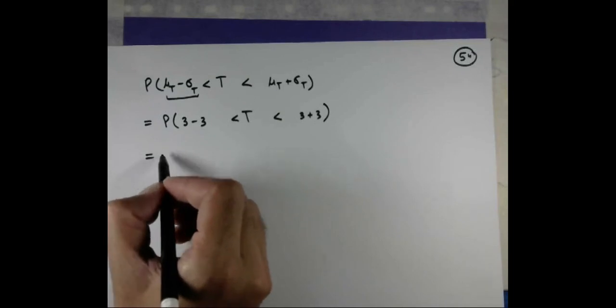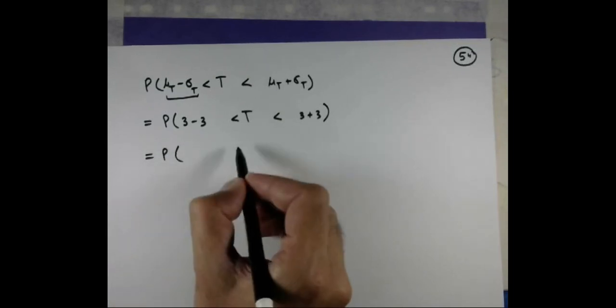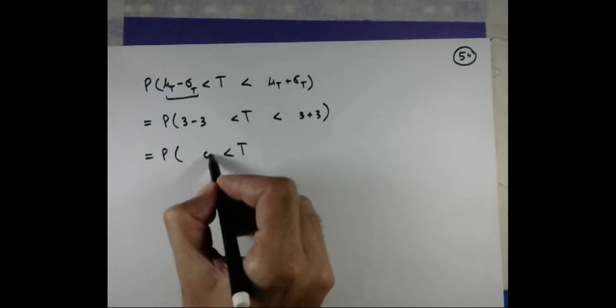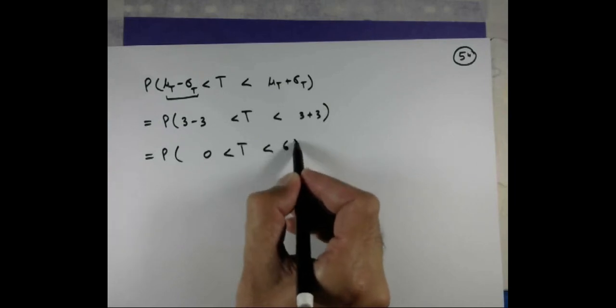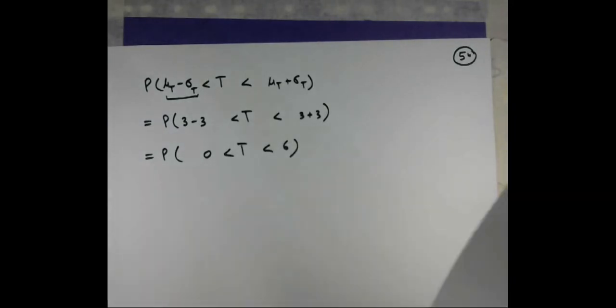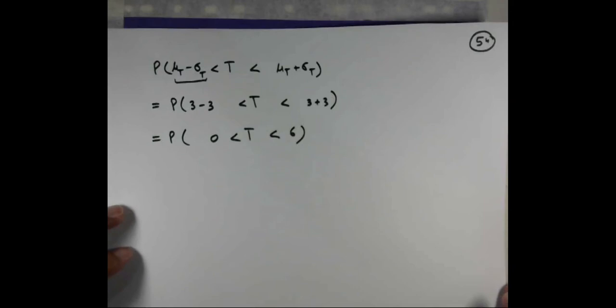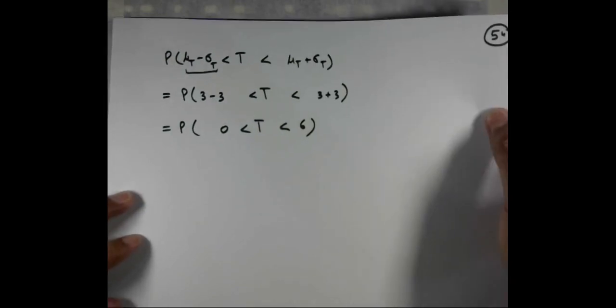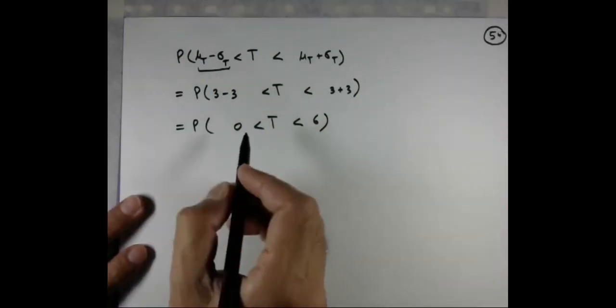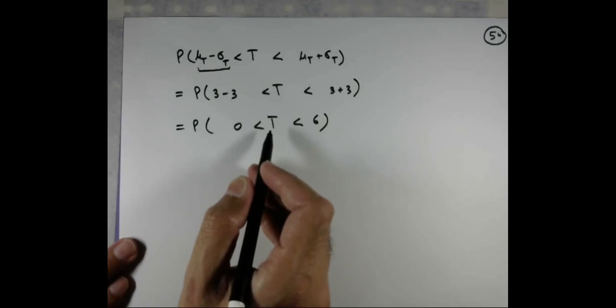So basically we need to find the probability that t is greater than 0 and less than 6 minutes. So effectively we need to find the probability that the call lasts between 0 and 6 minutes.